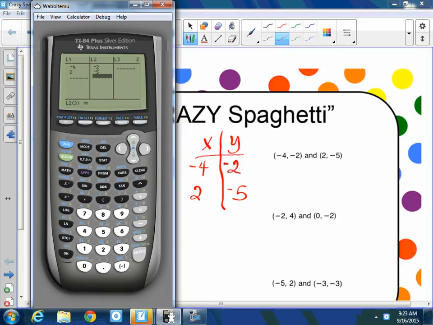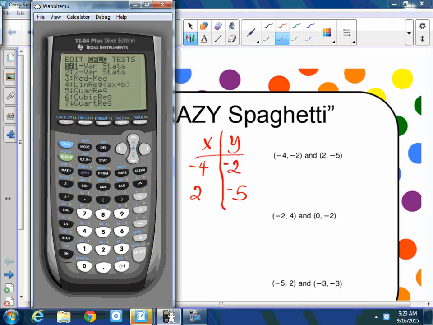Now we're going to go back to stat, but we're going to tell it to calculate. So we have to scroll to the right. And we're going to tell it to do a linear regression, because it will be a line. So it's going to do a linear regression on that line. So that's got to be 4.